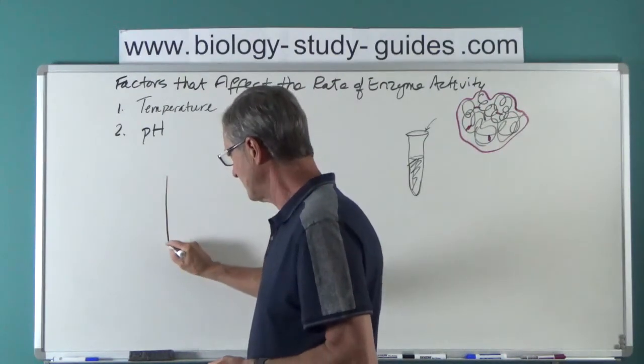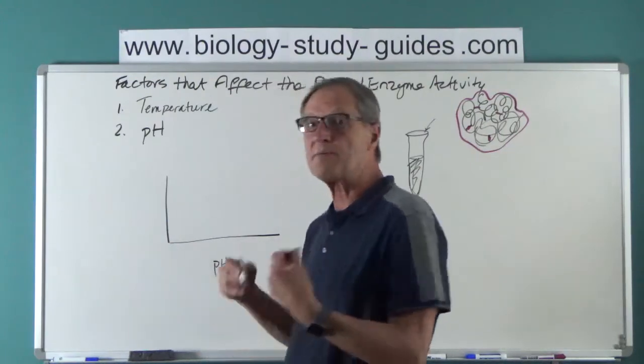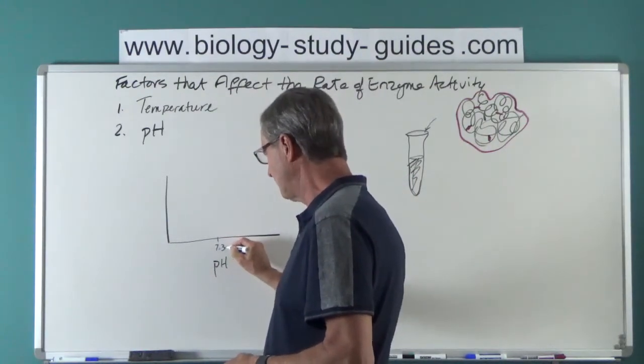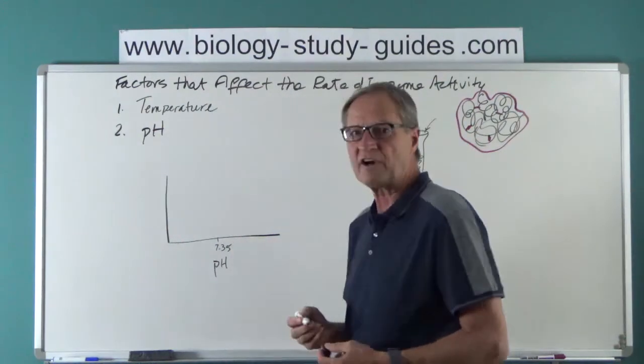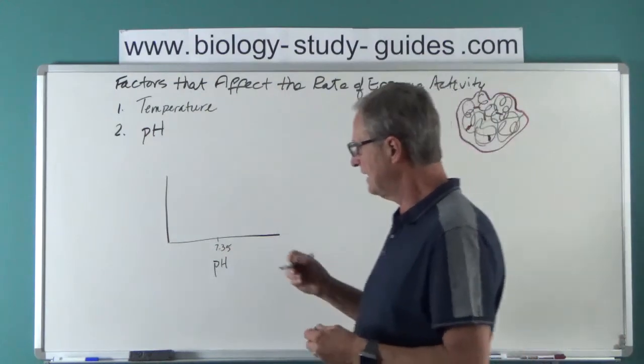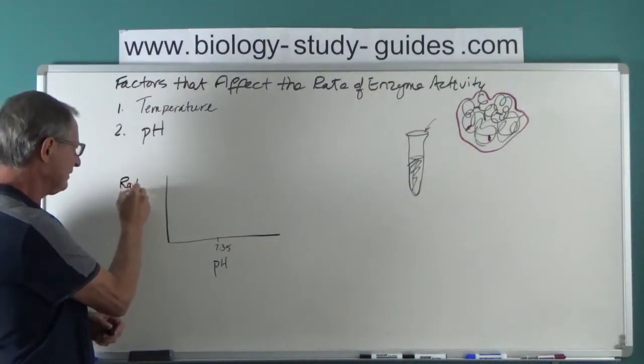Again, it can be represented graphically. pH. Let's talk about a system where we've got blood and we're going to have 7.35, which is fairly average for a pH of blood. And that's where, again, rate of enzyme activity up here.